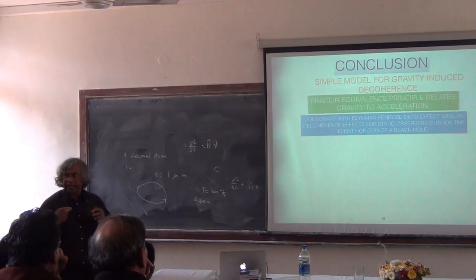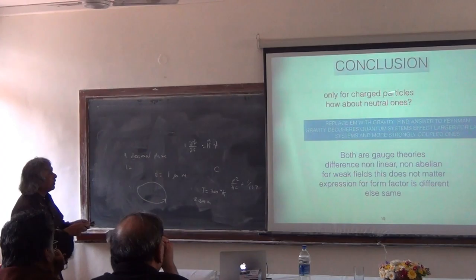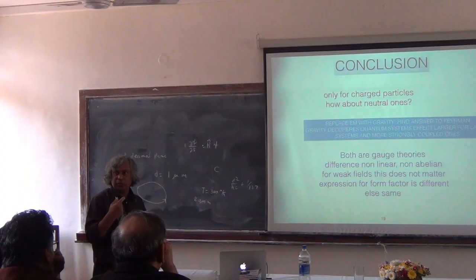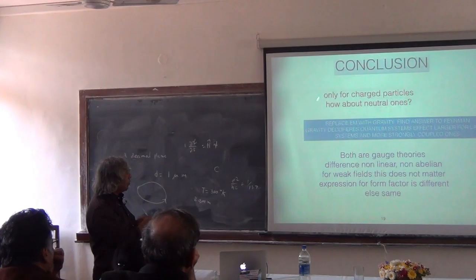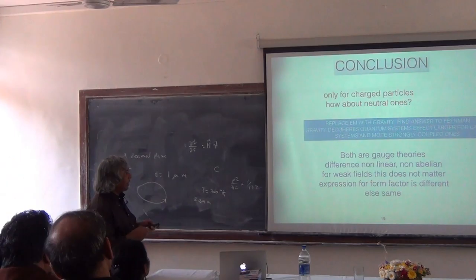Now, the Einstein equivalence principle relates gravity to acceleration, and this also means that gravity can cause decoherence, because the same effects of acceleration are also caused by gravity. This is consonant with Feynman, Penrose, and others, and we expect similar decoherence effects for static observers outside the event horizon of a black hole. If you try to do the double slit experiment outside a black hole, there would be Hawking radiation, which would be as bad as the thermal radiation here.